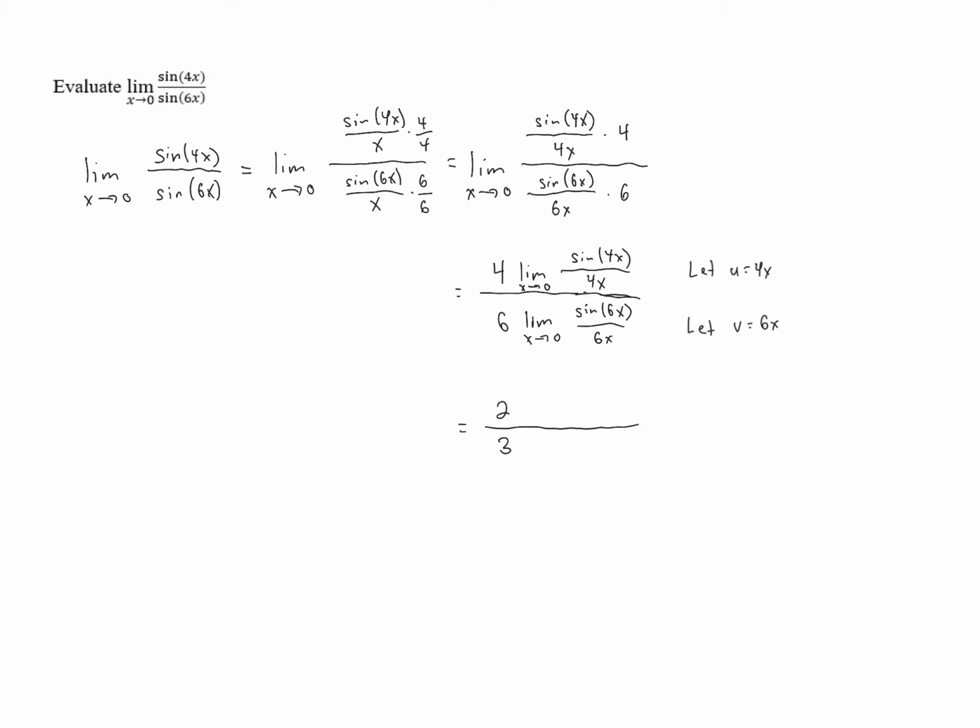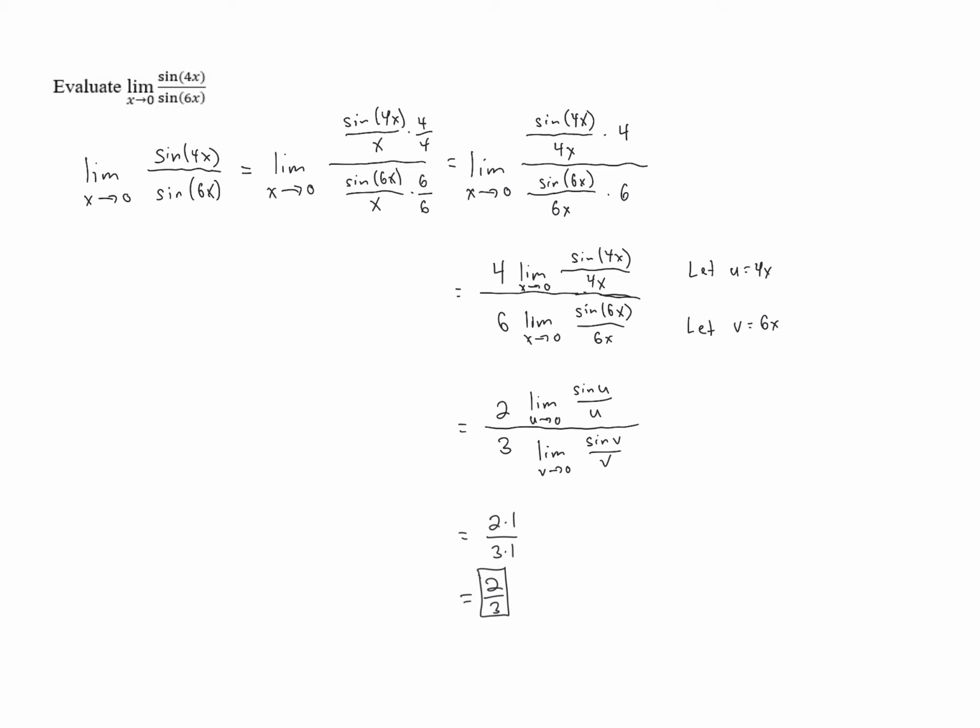All right, if we make these substitutions, then the numerator becomes the limit as u approaches 0 of sine u over u. We know that as x is approaching 0, 4 times x is also going to approach 0, which means u approaches 0. And we're going to have similar logic in the denominator. v is also going to approach 0, and this is going to be sine v over v. And we know that both of these limits are equal to 1, so this is just going to be 2 times 1 over 3 times 1, which equals 2/3.